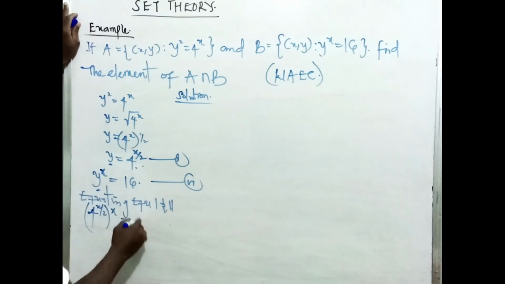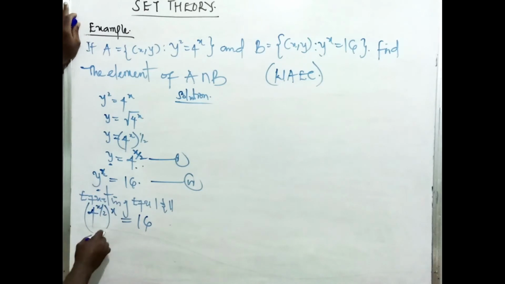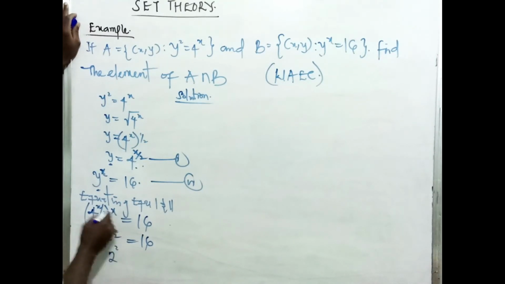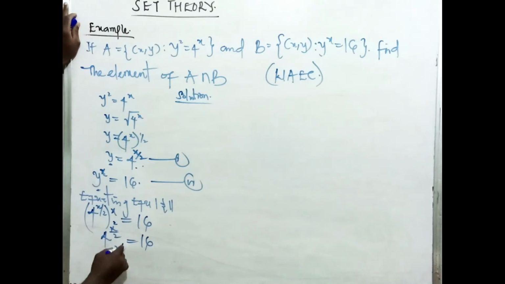x is equal to 16. So expanding this, 4 raised to power x over 2, raised to power x, is equal to 16. So at this junction, you can now say 2 raised to power, x times x gives us x squared over 2. So 2 raised to power 2 times x squared over 2 is equal to 2 raised to power 4.